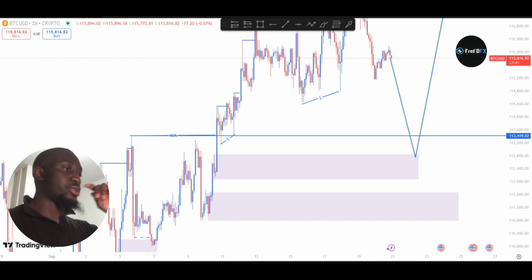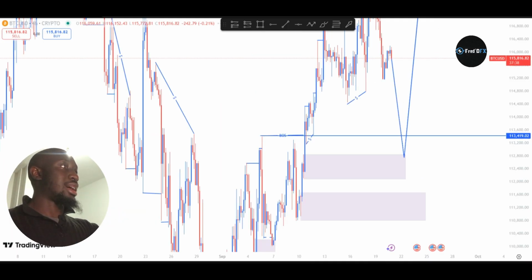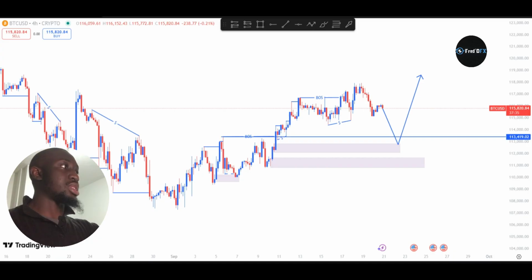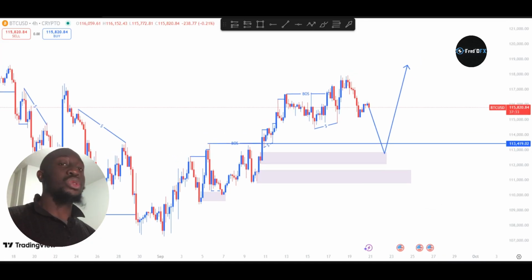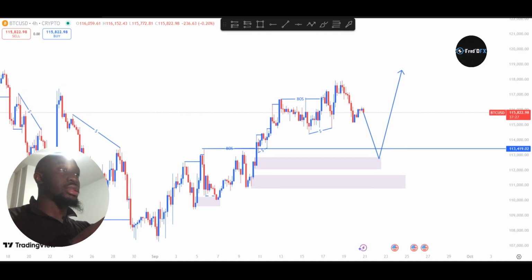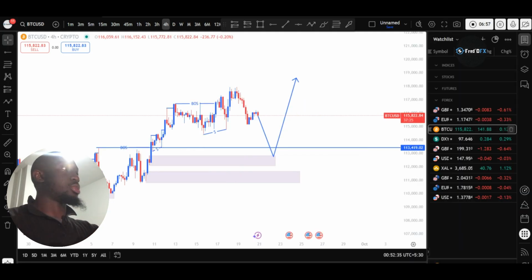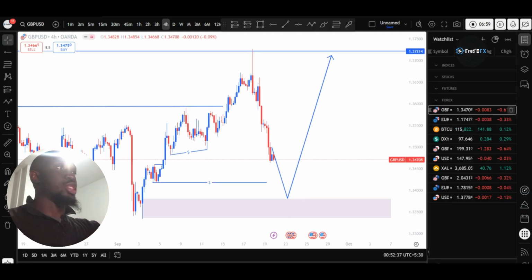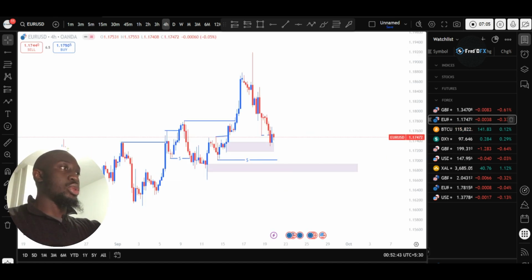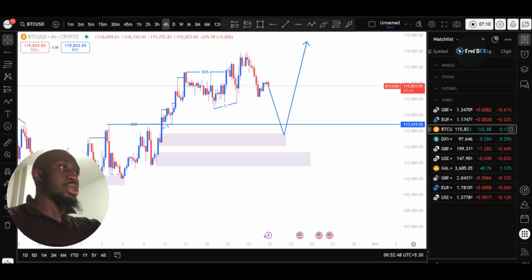Let's go to the 4 hours time frame. And don't forget, pairs like BTC USD, Euro USD, GBP USD, they move the same way. If you look at GBP USD now, you see that it's almost close to its other block. Look at Euro USD, almost close to its other block. So BTC, the same thing. The nearest one after the liquidity, that is the one that you're going to trade.